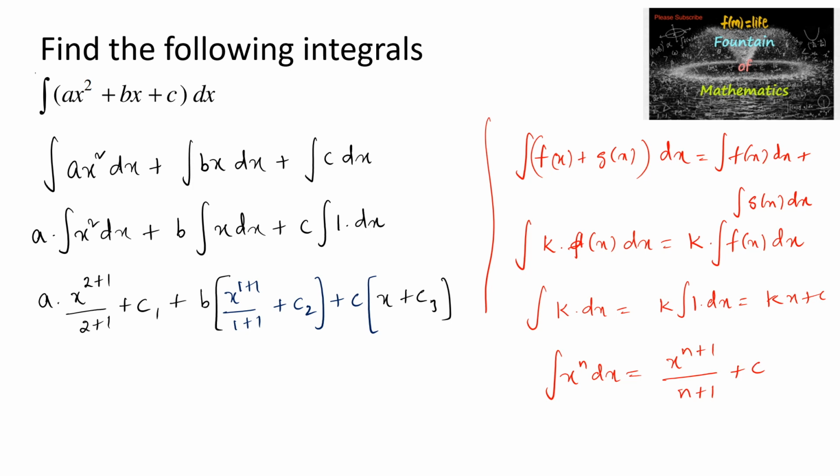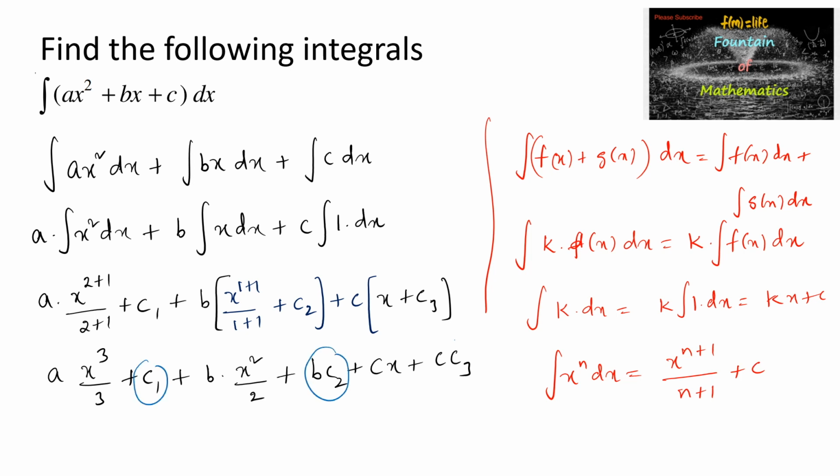So here we can simplify: a into x to the power of 3 divided by 3 plus c1, plus b into x to the power of 2 divided by 2 plus b into c2, and here c times x plus c times c3. Here I can just round off some constants: c1, bc2 and cc3, all three are constants, we can add them and write it as only one single constant, take it as some d or something.